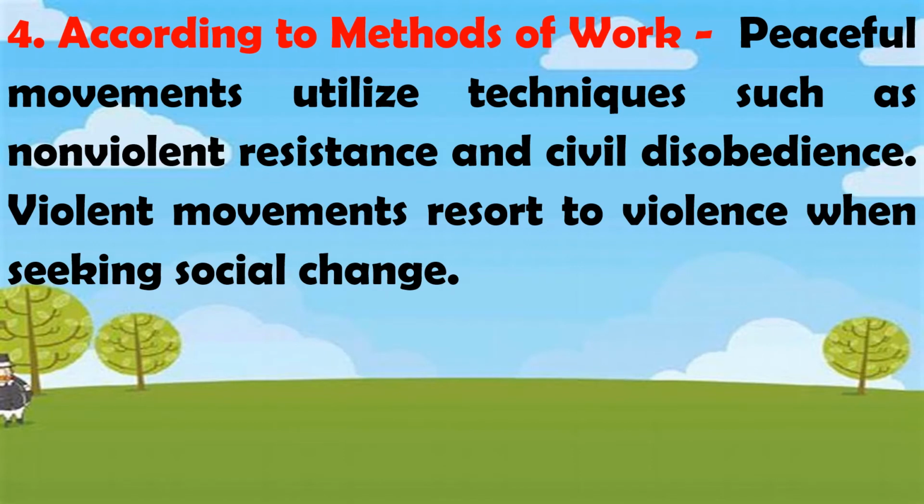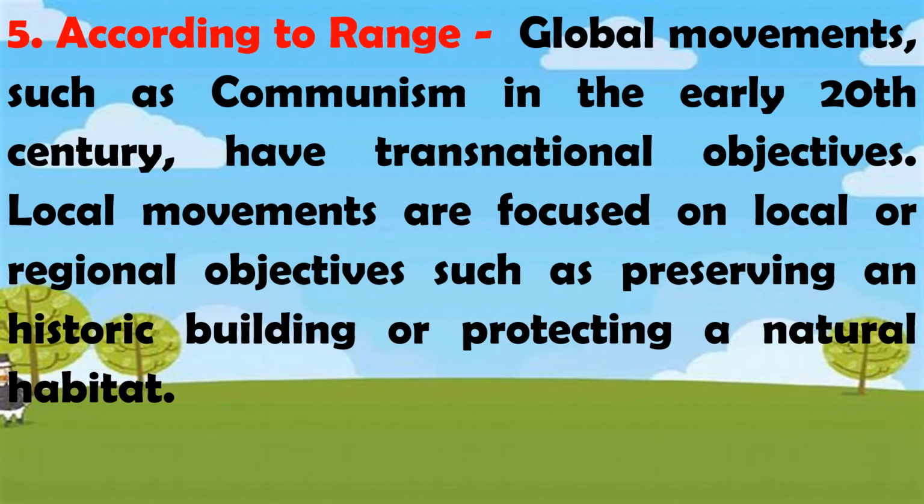The fourth one is according to methods of work. Peaceful movements utilize techniques such as nonviolent resistance and civil disobedience. Violent movements resort to violence when seeking social change. The fifth one is according to range. Global movements such as communism in the early 20th century have transnational objectives. Local movements are focused on local or regional objectives such as preserving an historic building or protecting a natural habitat.